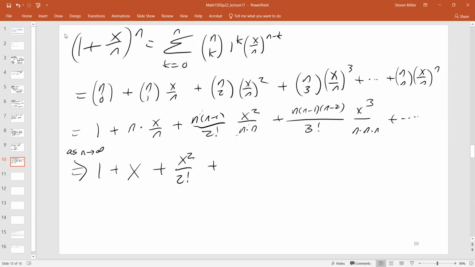For the next term, we have n minus 1, n minus 2 over n. Well, n over n cancels. N minus 1 over n goes to 1. N minus 2 over n goes to 1. That's going to go to x cubed over 3 factorial.